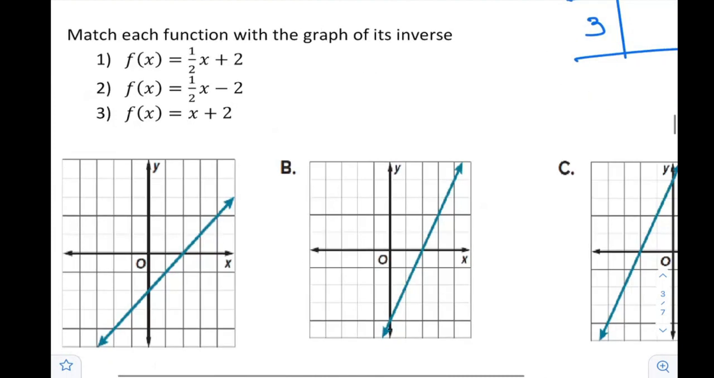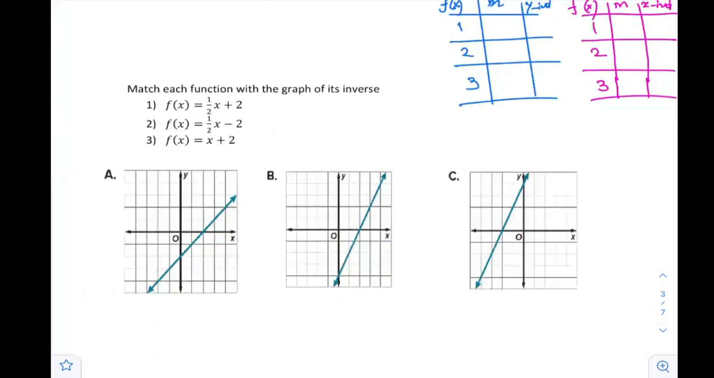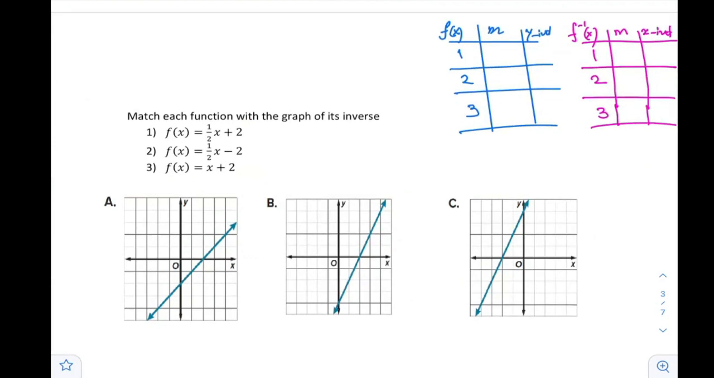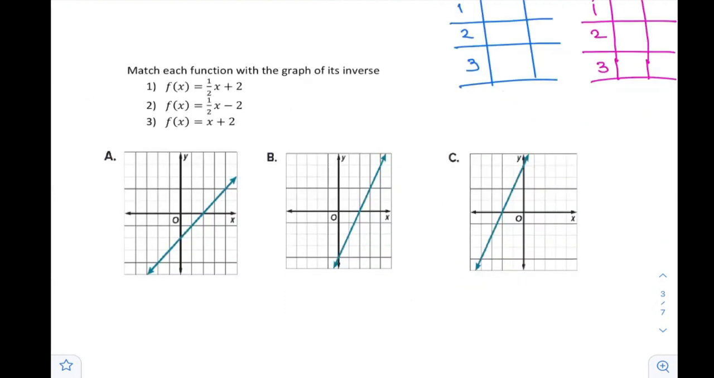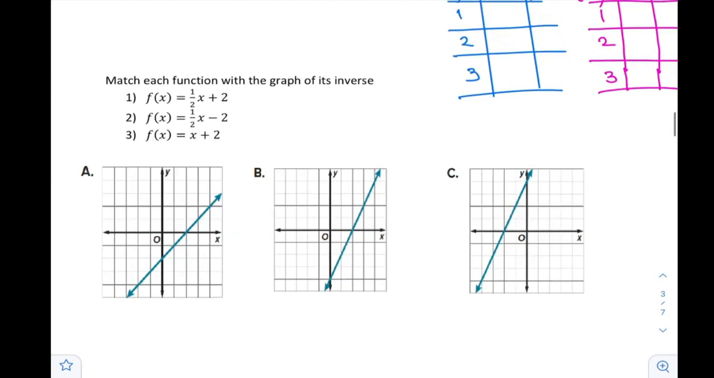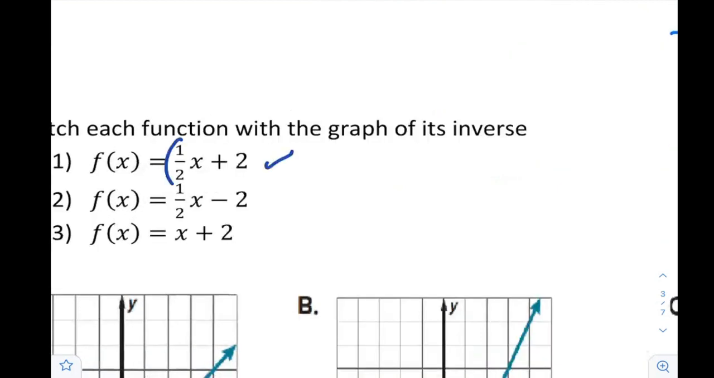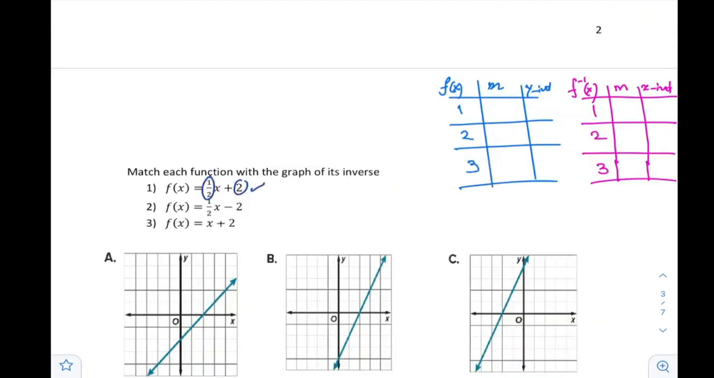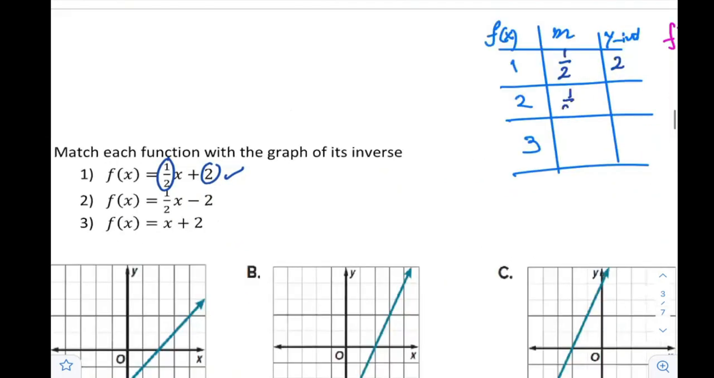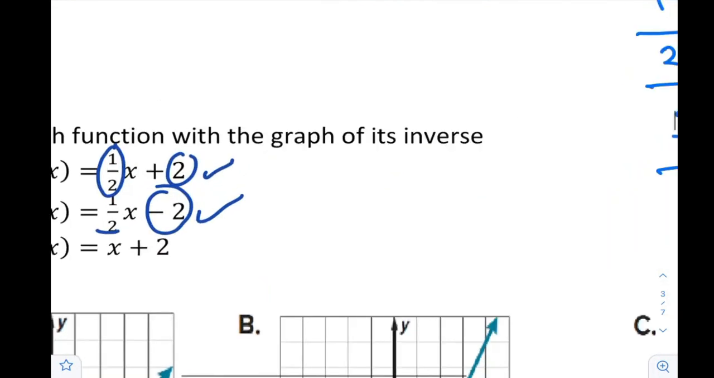Now, let's practice matching. Let's match each function with the graph of its inverse. We have 3 functions and 3 graphs. How can we know which function is related to a certain graph? Let's analyze each function. Function number 1, f of x equals half x plus 2. As you see, it's very obvious that this is the slope and this is the y-intercept. So I'll write here: the slope is half, the y-intercept is 2. The second one, the slope is half, the y-intercept is -2. The third one, the slope is 1, and the y-intercept is 2.